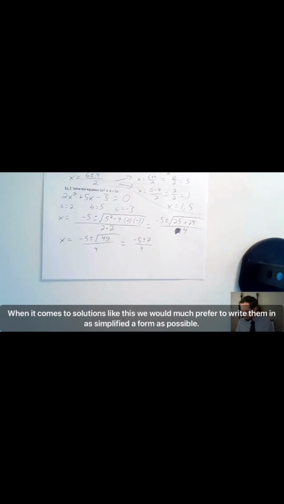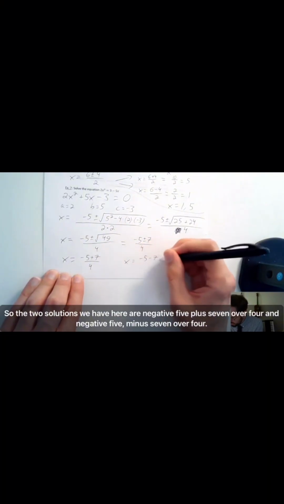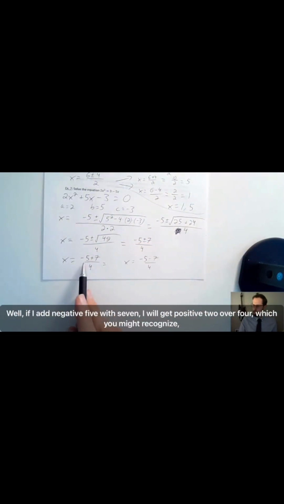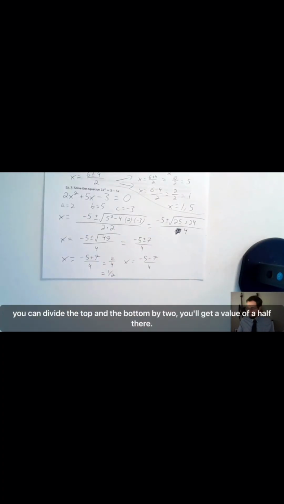Again, when it comes to solutions like this, we would much prefer to write them in as simplified a form as possible. So the two solutions we have here are -5 plus 7 over 4 and -5 minus 7 over 4. Well, if I add -5 with 7, I will get +2 over 4, which you might recognize. You can divide the top and bottom by 2. You'll get a value of a half there.